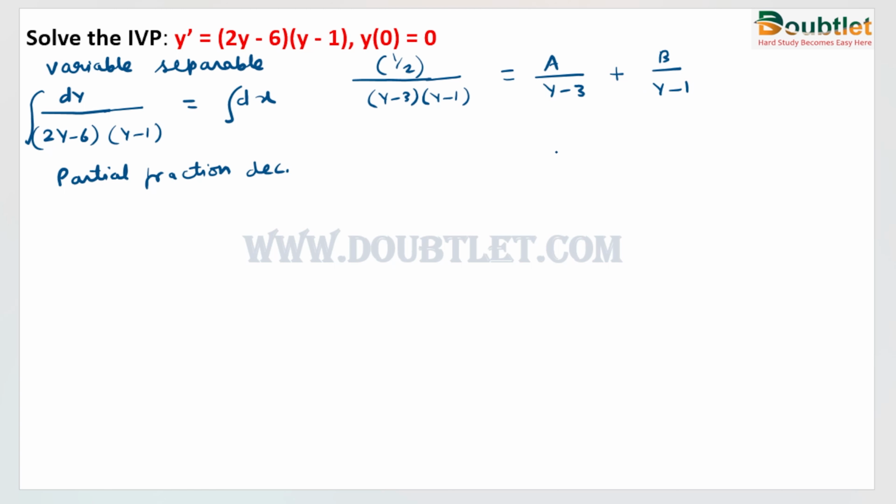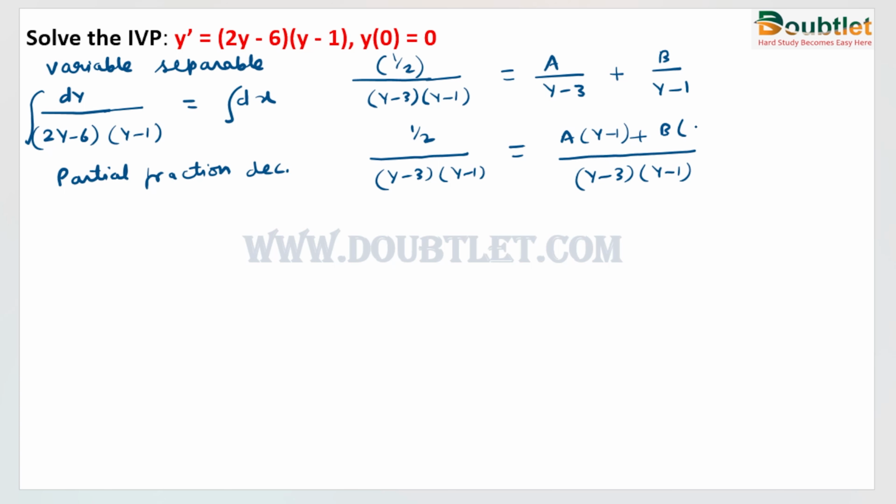If we take the LCM, this is (y - 3)(y - 1) is equal to, if we take the LCM, this will become (y - 3) multiplied by (y - 1). This a will be multiplied to (y - 1), and this b will be multiplied to (y - 3). Then we know that the denominator will be cancelled out and we can equate the numerator. So from the numerator we can write 1/2 is equal to a times y minus a plus b times y minus 3b.